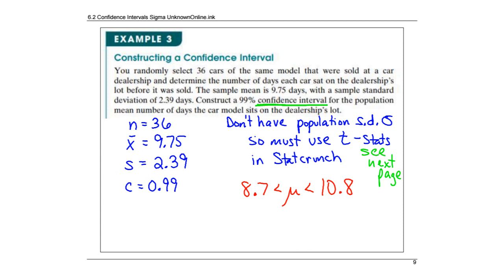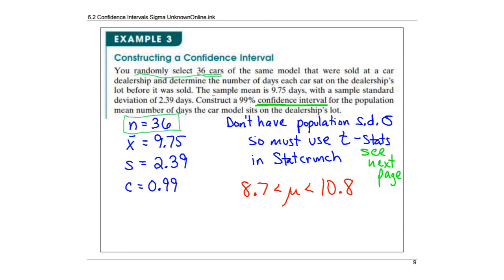Okay, let's look at another problem. We randomly select 36 cars. That is my n, my sample size, of the same model that were sold at a car dealership, and we determine the number of days each car sat on the dealership's lot before it was sold.